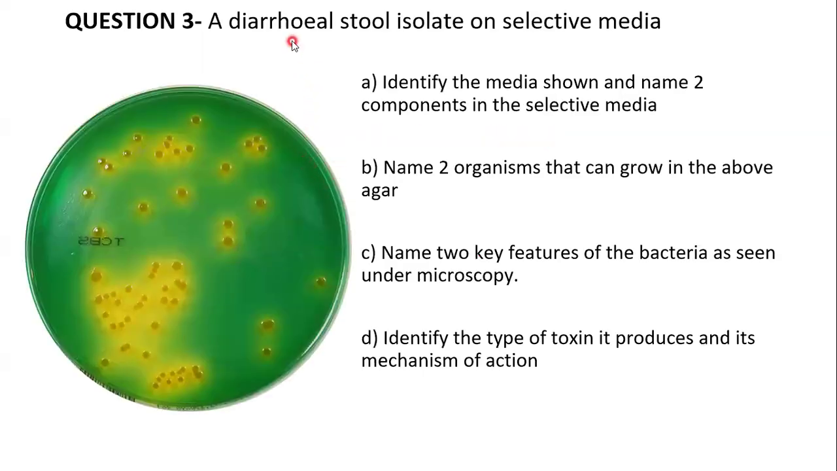This is a diarrheal stool isolate on selective media. Identify the media shown and name two components of the selective media. So you've already been told it is diarrheal stool. This is a good thing because you can eliminate and think of the bacteria that cause diarrhea. Name two organisms that can grow in the above agar. Name two key features of the bacteria as seen under microscopy. Identify the type of toxin it produces and its mechanism of action. So first of all, what agar is this? Because if you don't know the agar, you will not get the question correct.